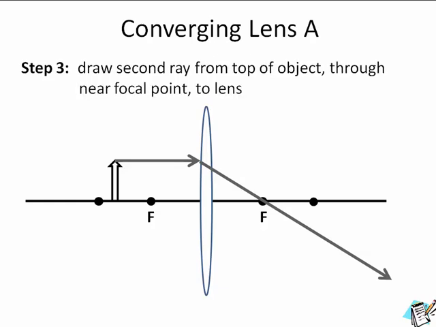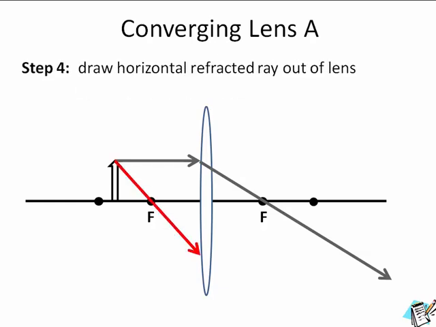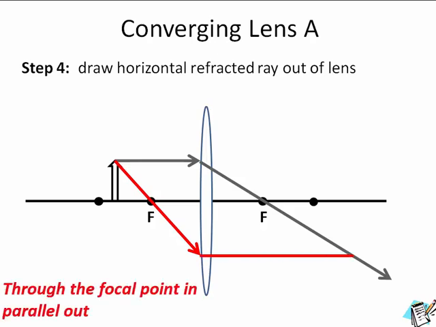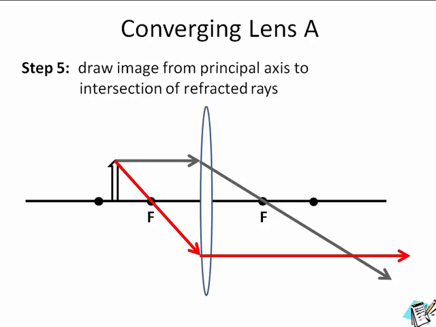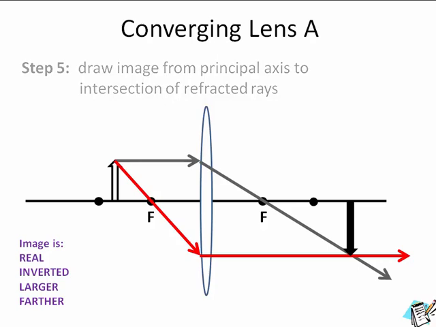The second ray of light goes in at an angle through the focal point, then will refract horizontally. In short, through the focal point in, parallel out. The intersection of our refracted rays is the tip of our image, which we draw as an arrow that starts on the principal axis. Our new image is real. It's inverted, or flipped over, larger than the object was, and farther from the lens than the object was.